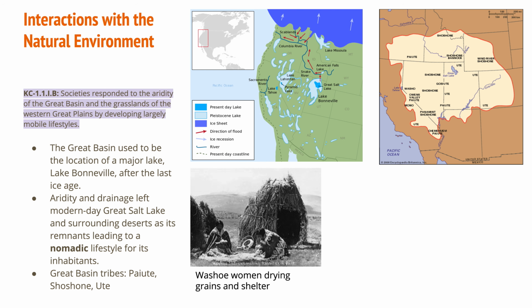Where the Great Salt Lake is now, there used to be a massive lake called Lake Bonneville, which was created as a result of the receding ice caps from the Ice Age. And once it started to dry out is when you start to have these groups become more and more nomadic, because as there's less rain, there's less water in the area, there's less chances for precipitation, and so they become more nomadic. Here you can see in this picture elements of that nomadic lifestyle.